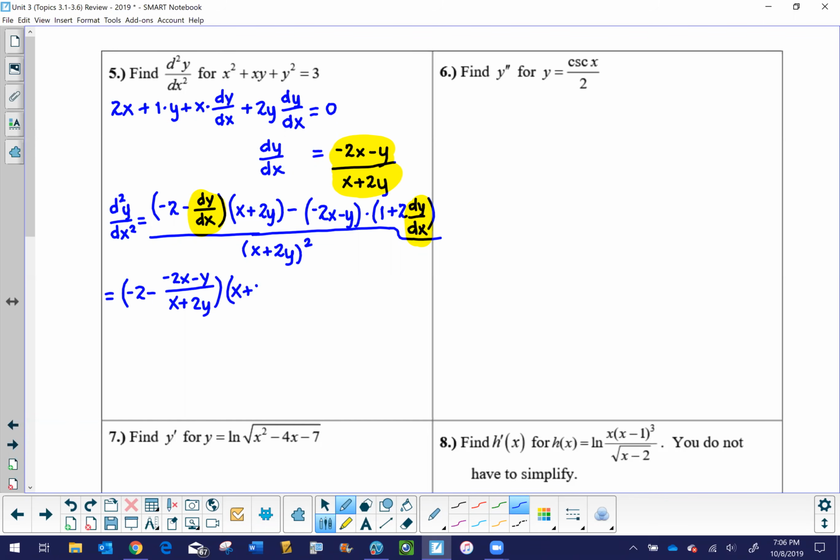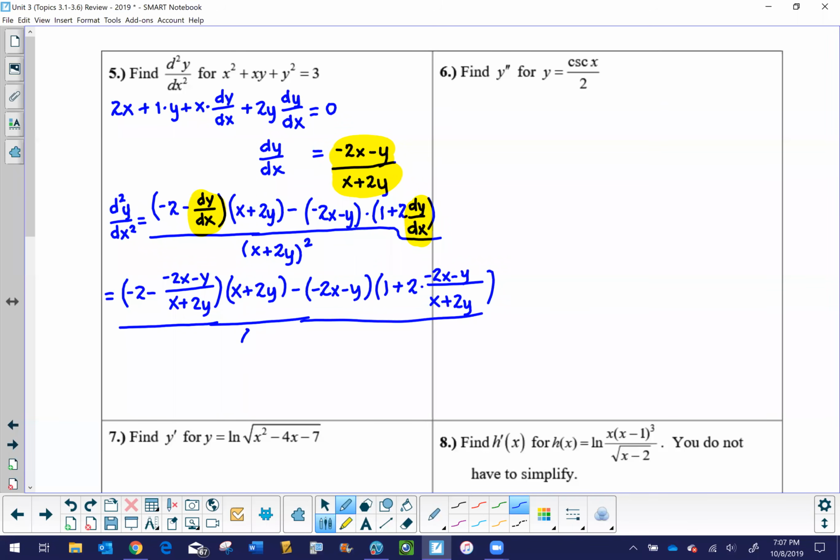And we continue that here. And we continue over here where we now have 1 plus 2, and then, yep, here it's coming, the -2x minus y over x plus 2y. And then that denominator is still hanging around, x plus 2y squared.